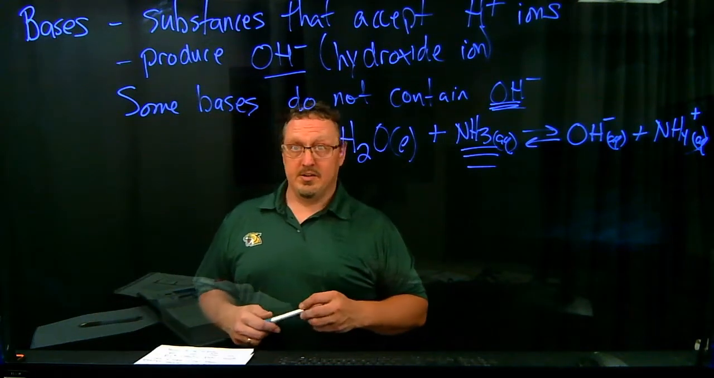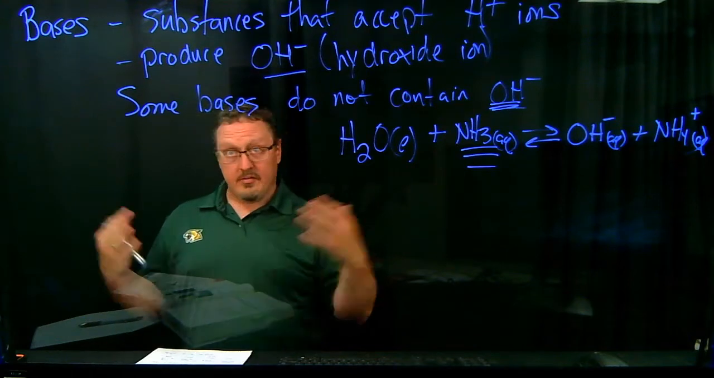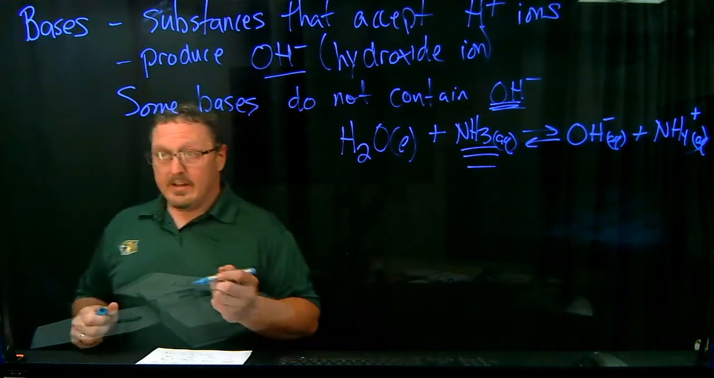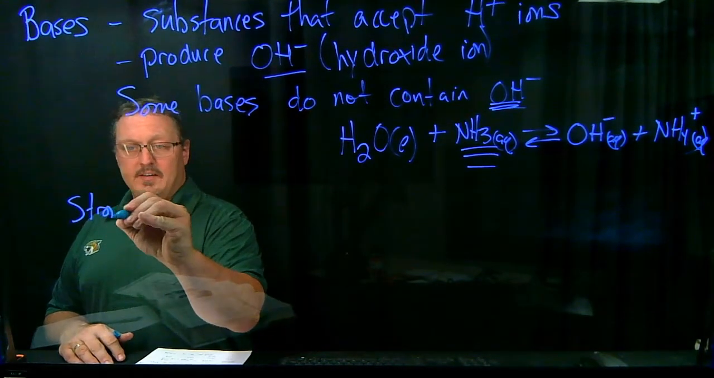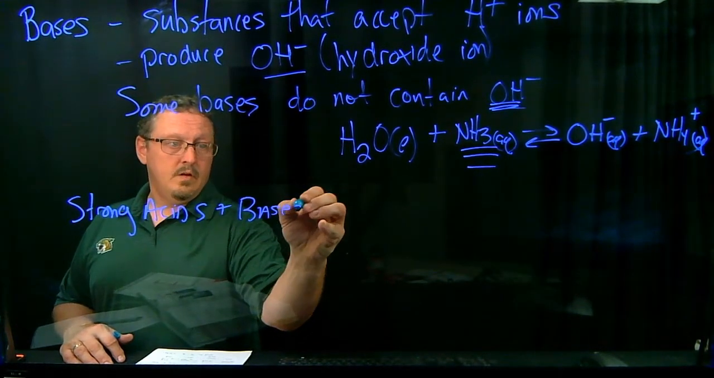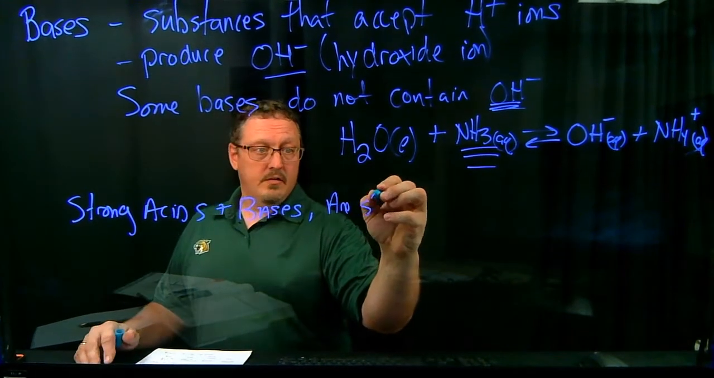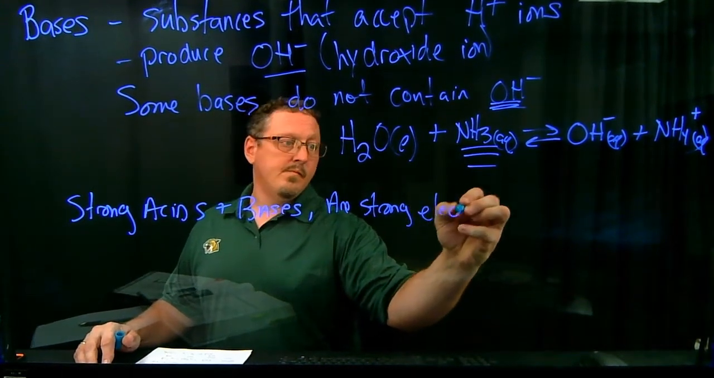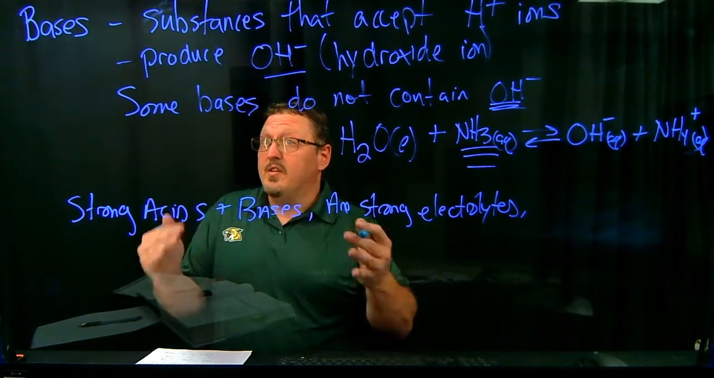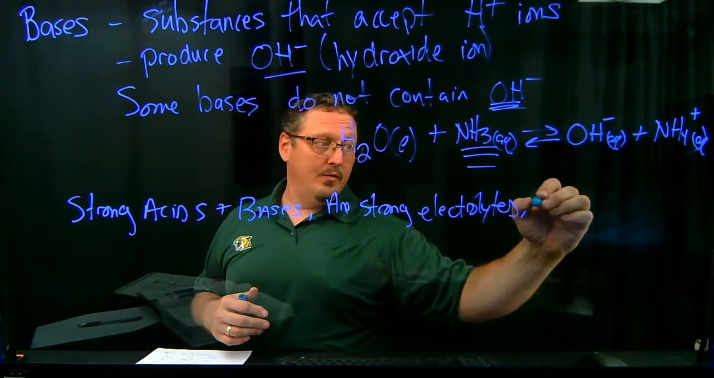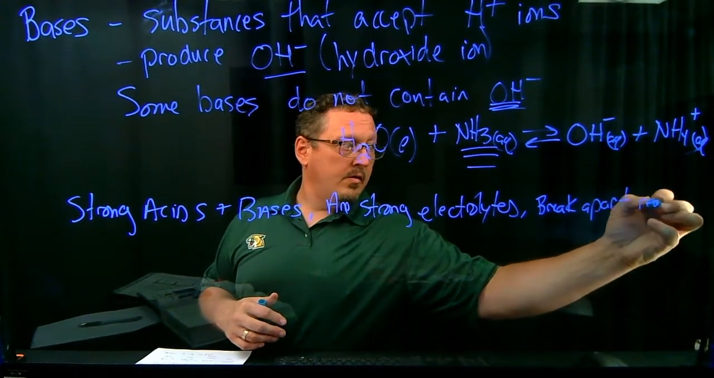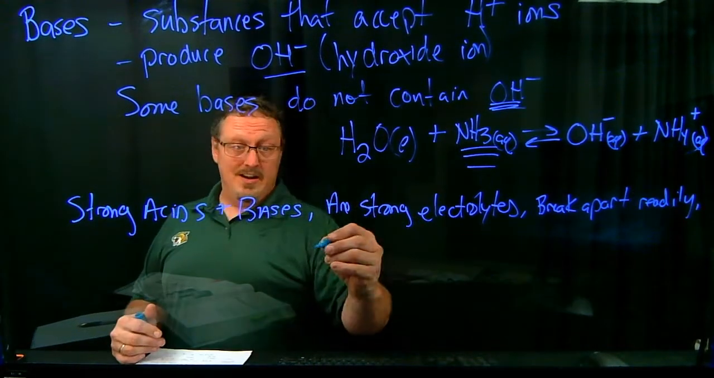That's one of the things that bases will do as they are working through their chemical reactions. Now, we have strong acids, strong bases, weak acids, and weak bases. Strong acids and bases are strong electrolytes. That means those things break apart completely, and they break apart readily, making lots of ions.